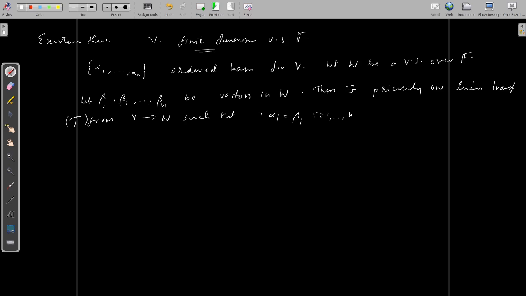Okay, so if we are given a basis B of V and arbitrary n vectors beta 1, beta 2, etc. beta n, then there exists one and only one linear transformation T which maps this alpha 1 to beta 1, alpha 2 to beta 2, etc. alpha n to beta n. This is what you have to prove.